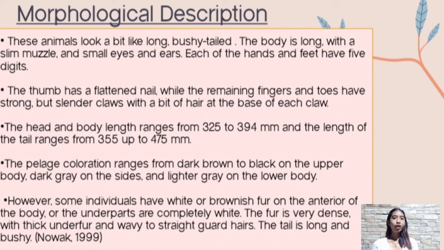The pelage coloration ranges from dark brown to black on the upper body, dark gray on the sides, and lighter gray on the lower body. However, some individuals have white or brownish fur on the anterior of the body, or the underparts are completely white. The fur is very dense, with thick underfur and wavy to straight guard hairs. The tail is long and bushy.